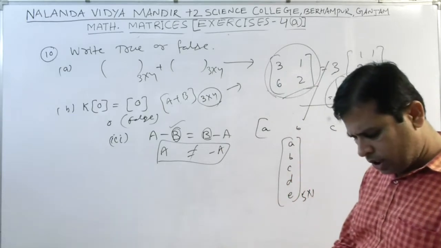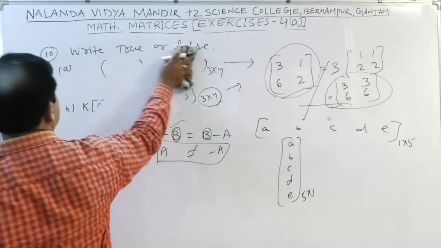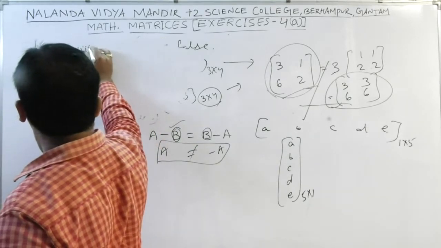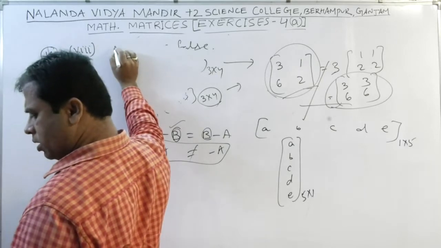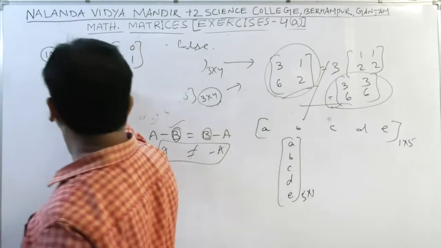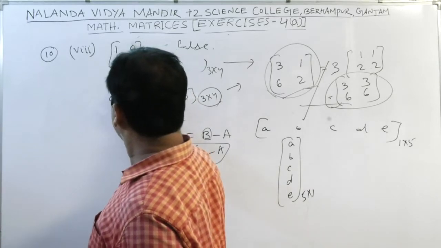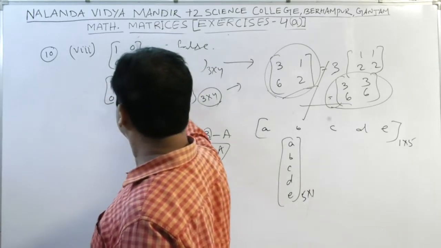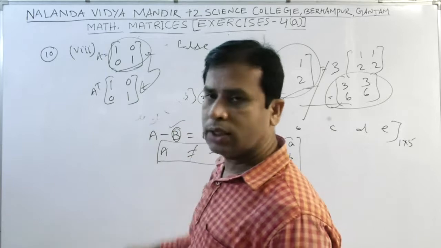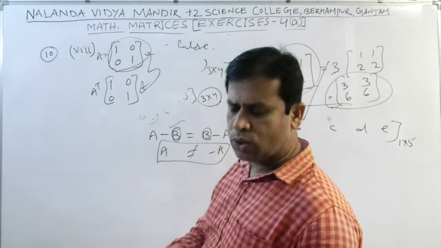Now, the last one: the unit matrix is its own transpose. Eighth bit. Take the unit matrix 1, 0, 0, 1. Its transpose has the first row becoming the first column and the second row becoming the second column. Therefore, the transpose of a unit matrix is the same unit matrix. So the unit matrix is its own transpose.